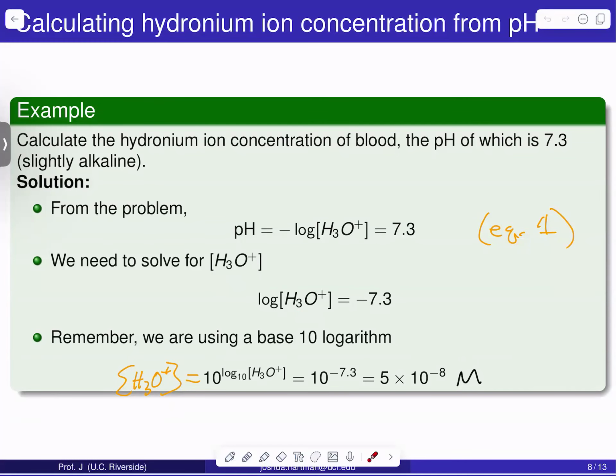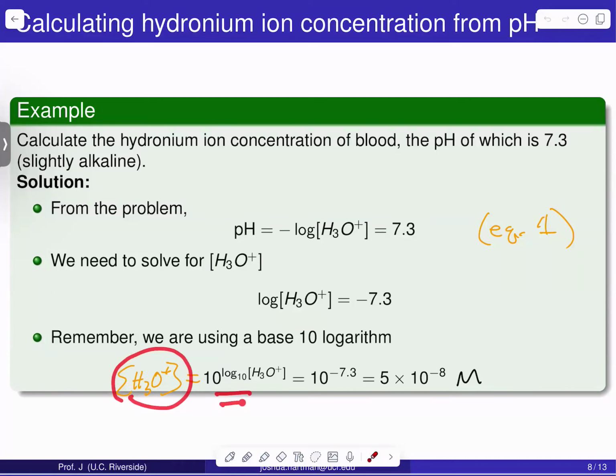So to do that, we need to now remember that the logarithm we're dealing with in this pH scale is the base 10 logarithm. And so if we want to solve and isolate the hydronium ion concentration, the hydronium ion concentration will be given by essentially taking both sides and raising them to the 10th power. So 10 raised to the log base 10 of hydronium ion comes back and simply returns just that hydronium ion concentration.